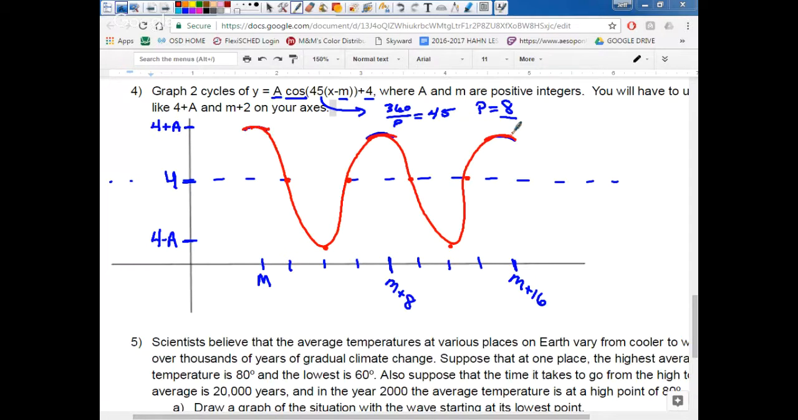All right, do I have 2 cycles? Let's see, I've got 1 cycle to get that and then another cycle. So I've got 2 cycles of my graph. I can make this come down on this side if I want. Let me put little arrows because we know they're going to continue.